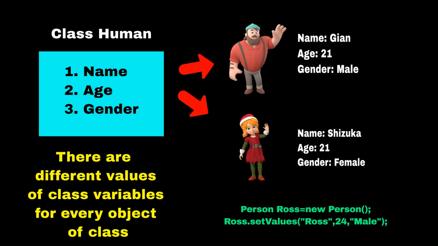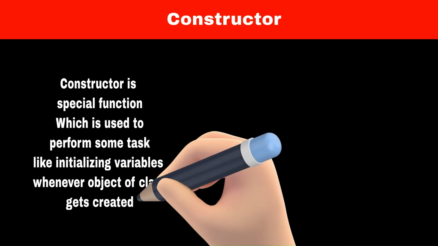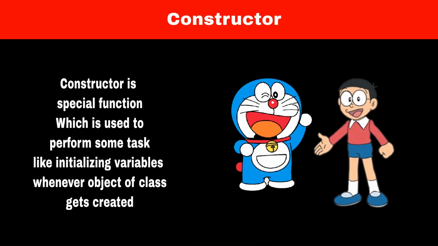Another way is we can create a constructor which will automatically do this task for us. So constructor is like a robot that Nobita created which will automatically perform some activities like assigning values to the variables whenever an object of a class is created. Now let's write a Java program to understand the concept of constructor.